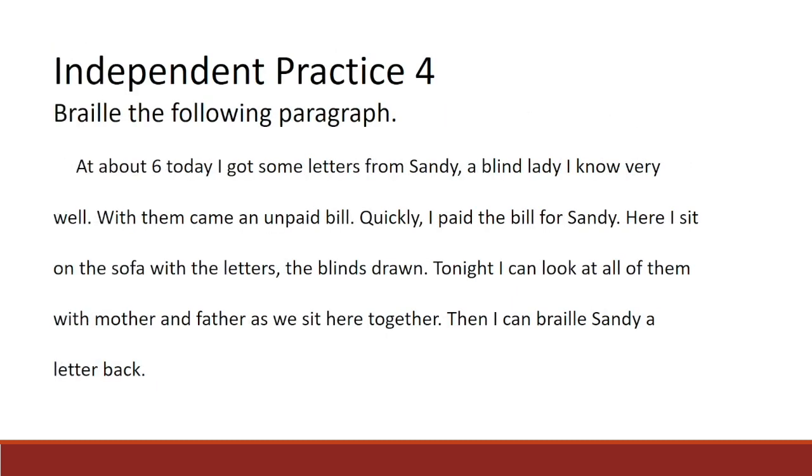Here is independent practice 4. Braille the following paragraph. It reads, at about 6 today, I got some letters from Sandy, comma, a blind lady I know very well, period. With them came an unpaid bill, period. Quickly, comma, I paid the bill for Sandy, period.